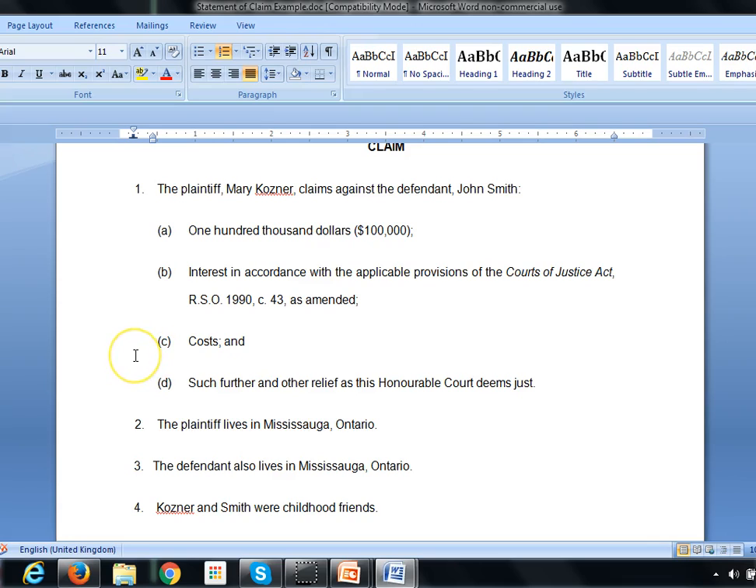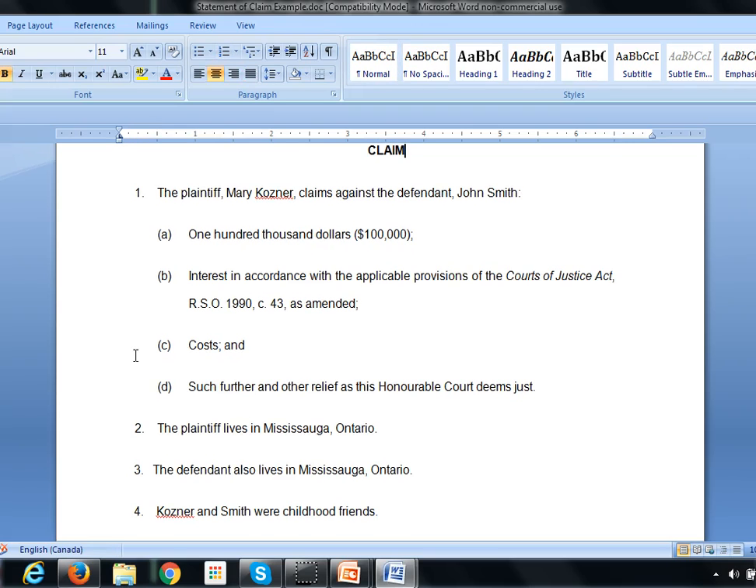Then item number 3 is costs. So obviously she's incurring some cost. If she goes and consults with a lawyer, then the cost of the lawyer, the disbursements, the cost of issuing the claim, photocopying, anything else, and the cost of service of the claim. So these are the costs that Mary is claiming.